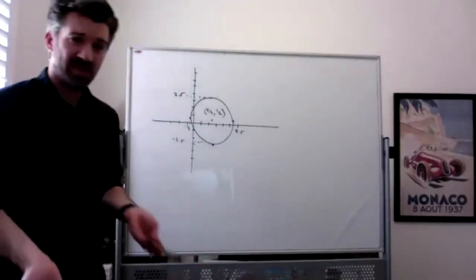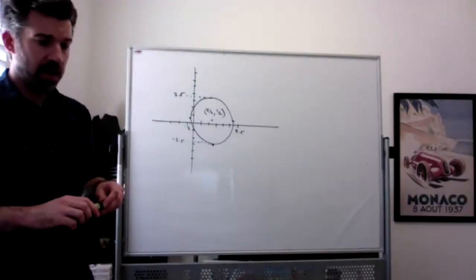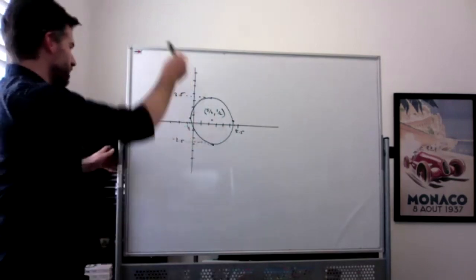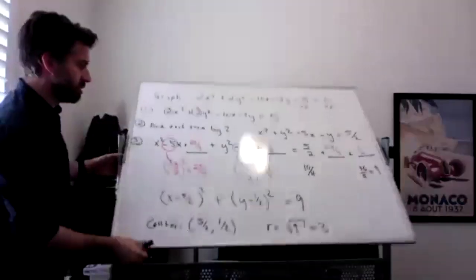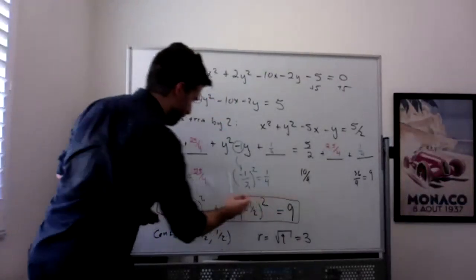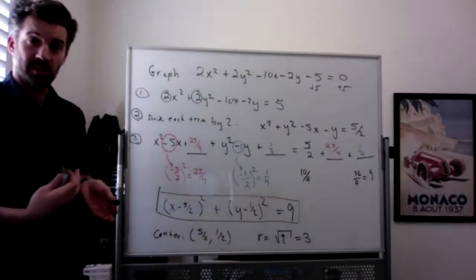So that's most of what there is to say about circles. Really, it's all about the center and the radius. We like to write the equation of our circle in this standard form because it makes it really obvious what the center and the radius are.